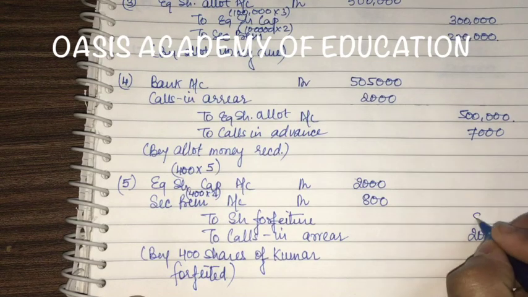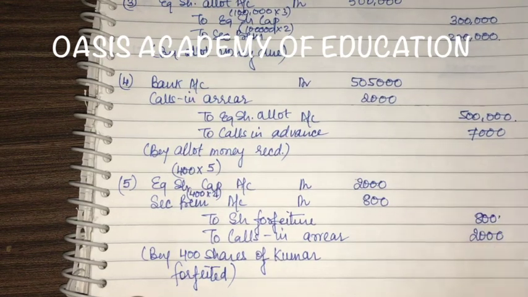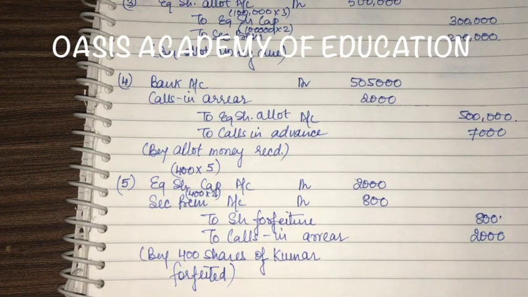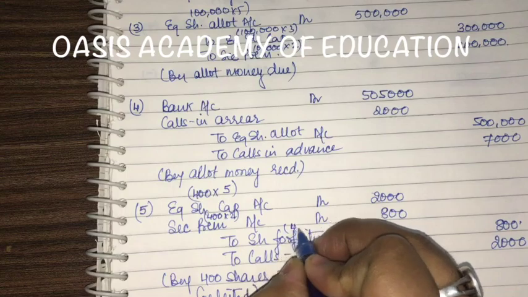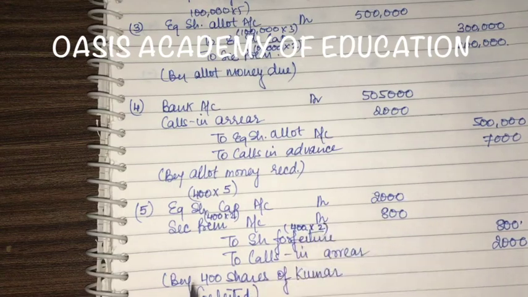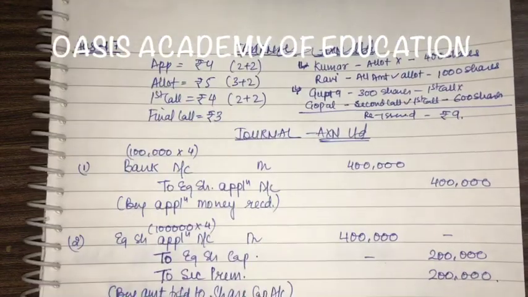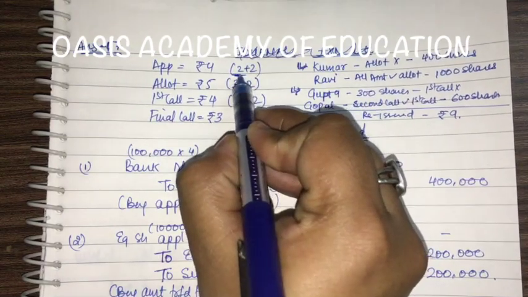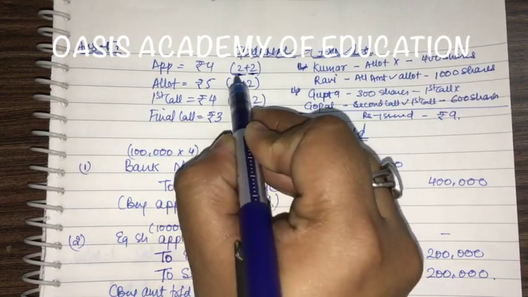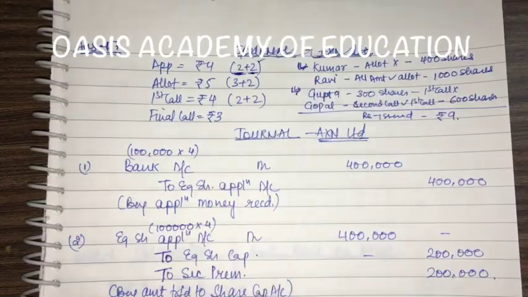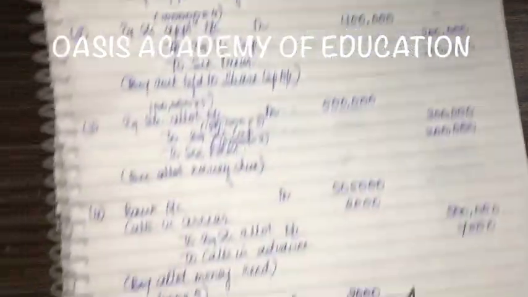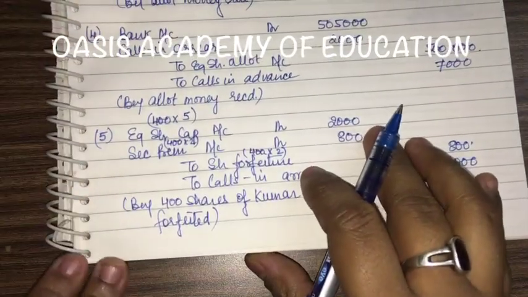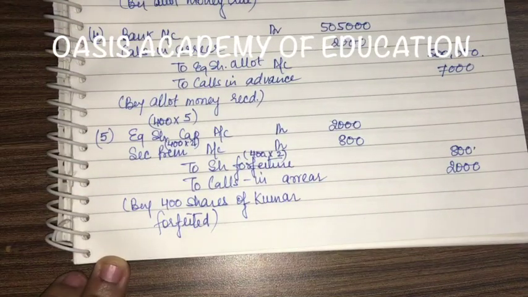The balancing figure we have received on application, right? So if you want to calculate this figure, you can calculate it by saying 400 into 2 rupees. Since in this question 2 rupees was the capital amount and 2 rupees was the premium, so 2 rupees premium will be ignored because this is already received in cash. 2 rupees will be recorded for the forfeiture. I hope we are clear with this journal entry.